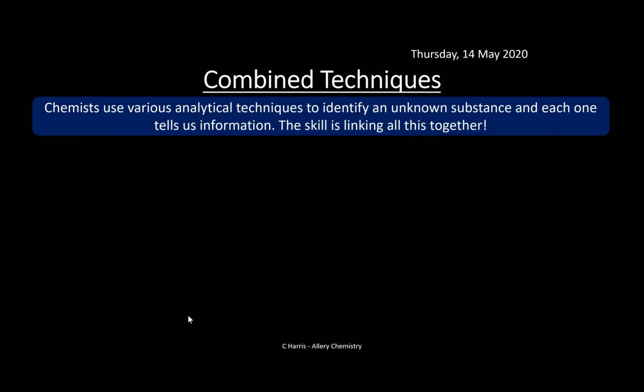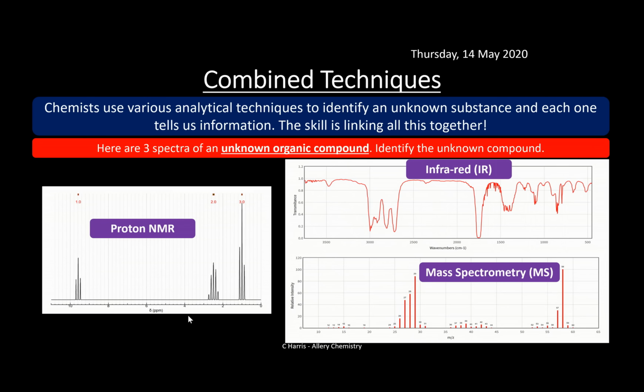Okay, so obviously chemists use a variety of different techniques to identify an unknown substance that we're looking for. And the skill is putting all of this together, using all the different bits of information that we've got from each spectrum to try and identify a molecule. So this is what we're going to do here. We've got 3 spectra of an unknown organic compound.